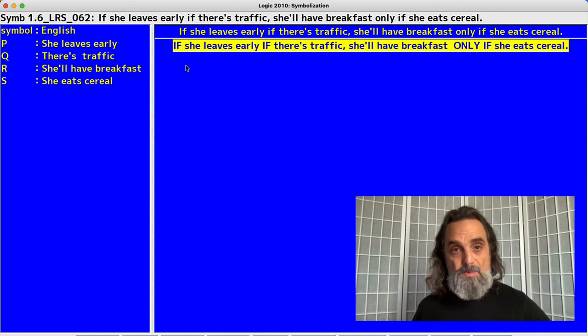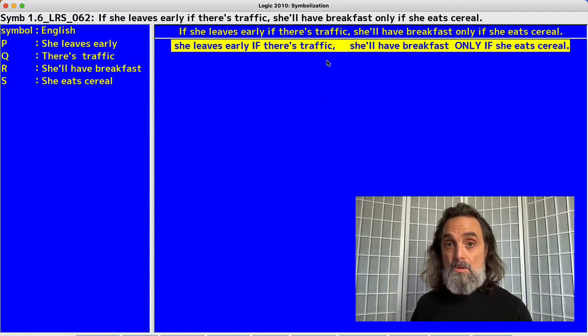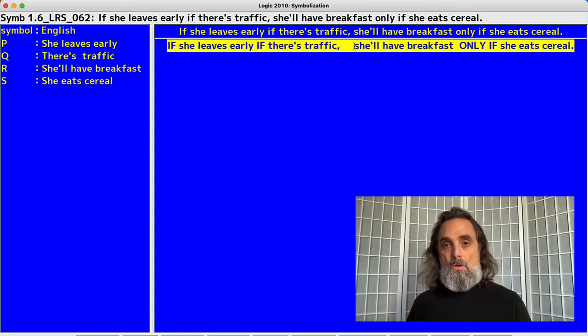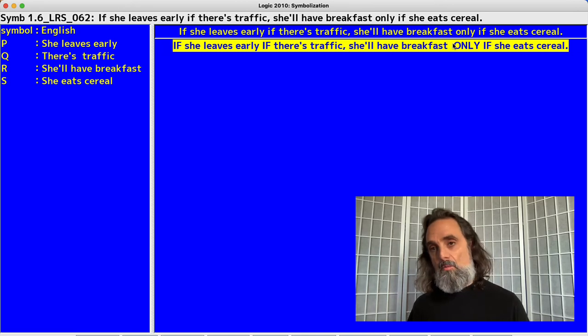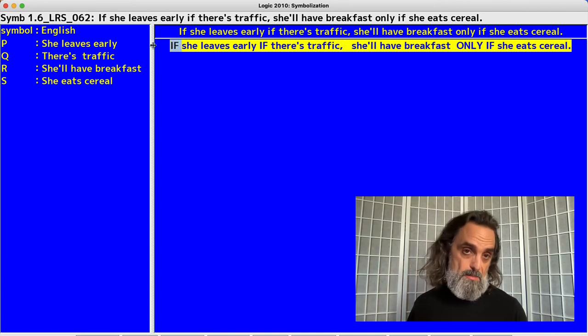Let's look at our last piece of logical vocabulary, this "if," and let's delete it and see what we're left with. Well, indeed, we're left with two sentences: "She'll have breakfast only if she eats cereal," and "she leaves early if there's traffic," with the comma separating them. So we have candidate 1, the "only if," which passes the removal test, and candidate 2, the initial "if," which also passes the removal test. The initial "if" is the one that breaks the sentence at the comma, and that means that this is the main operator.